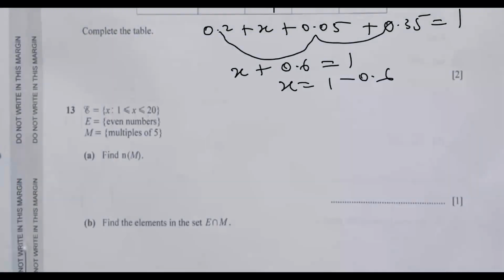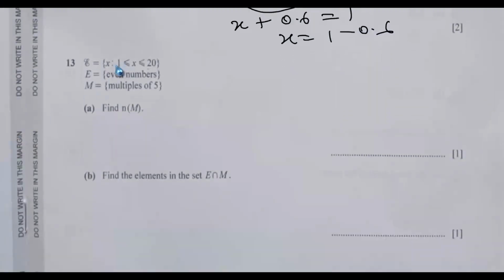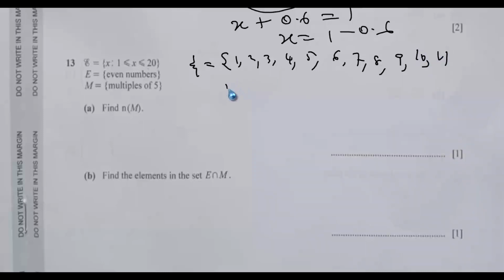So we are given the universal set as X for all the values of X such that 1 is less than or equal to X, X is less than or equal to 20. So that means in the universal set we have 1, 2, 3, 4, 5, 6, 7, 8, 9, 10, 11, 12, 13, 14, 15, 16, 17, 18, 19, and 20. Okay, so this is the universal set.